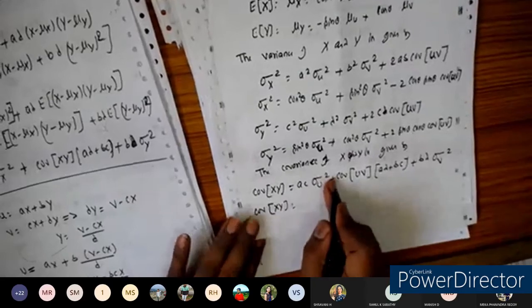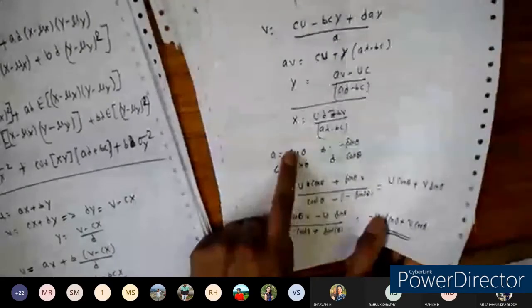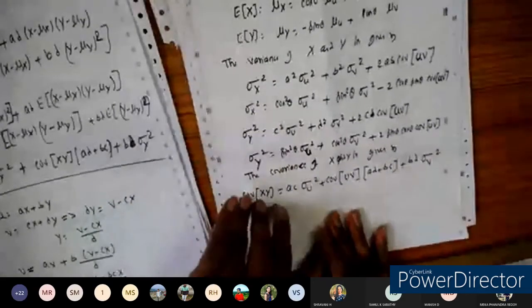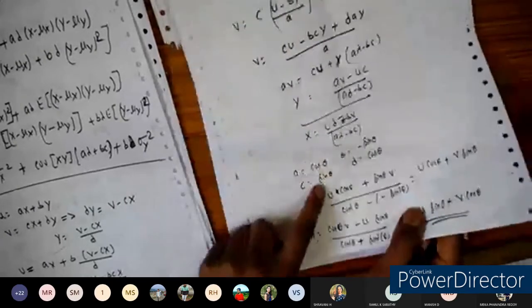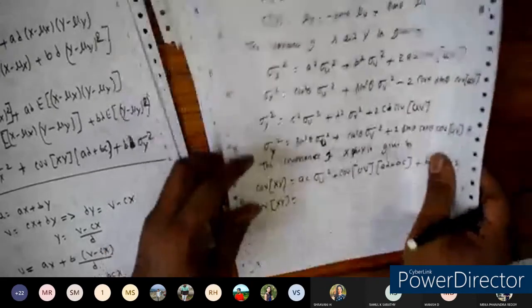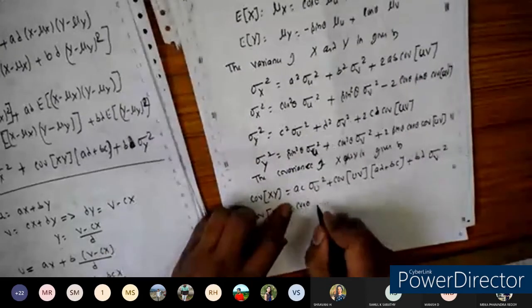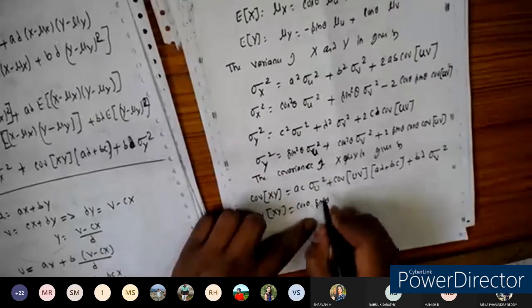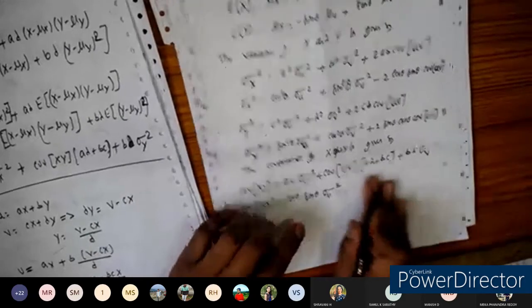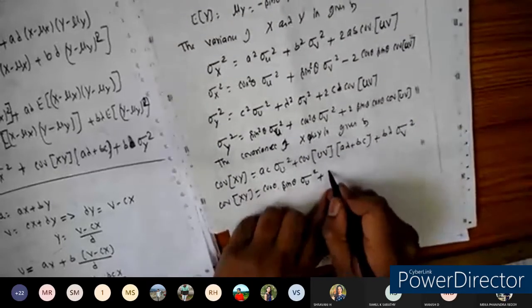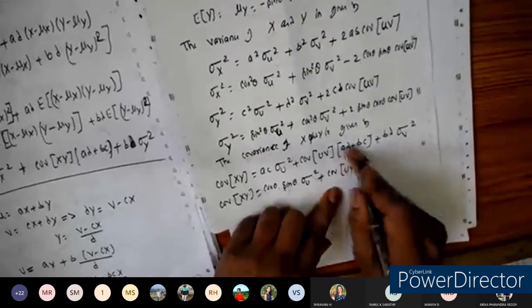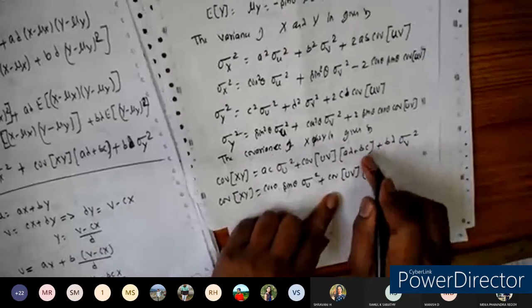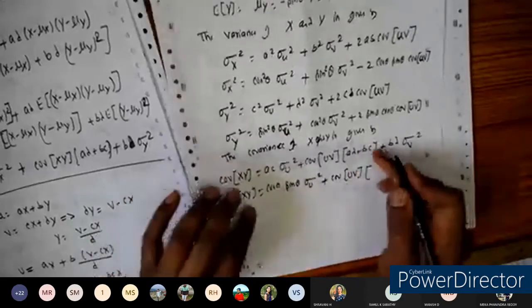A is cos theta and C is sin theta, so A into C is cos theta into sin theta. So it is cos theta into sin theta into sigma u square plus covariance of u and v into AD plus BC. Note that AD minus BC is equal to 1, but AD plus BC is something different here.